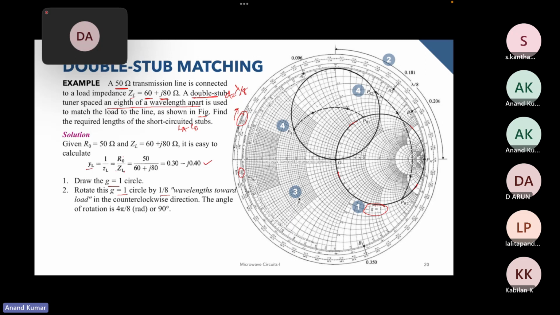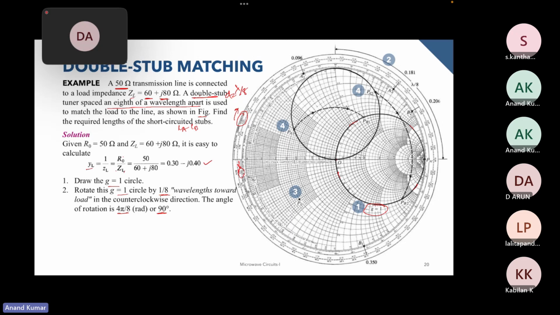Yeah, see, load is written over here, and the arrows in this direction. So we'll rotate this one by 4 pi by 8 or 90 degrees. If we took this some other distance, then this particular circle would be at some awkward angle, and we will find it difficult. So it's easy to rotate this by 90 degrees.